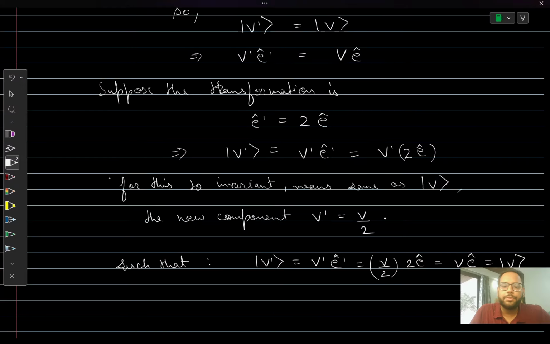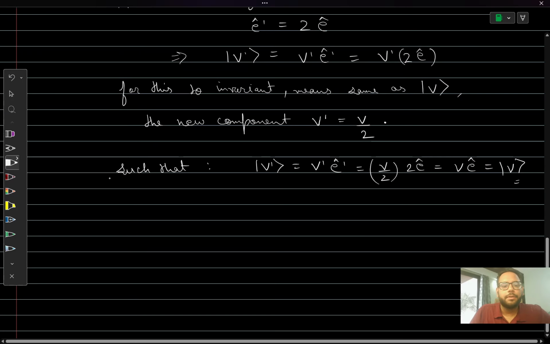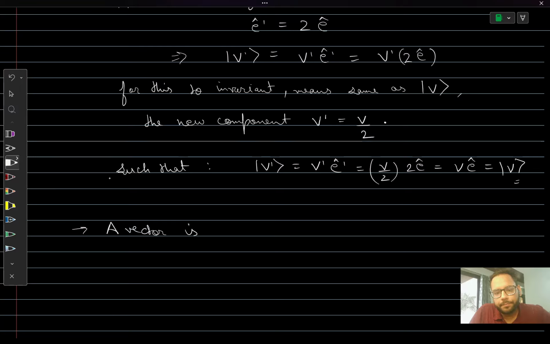So this is the thing. Since a vector is a geometric object, it must remain the same in all reference frames.